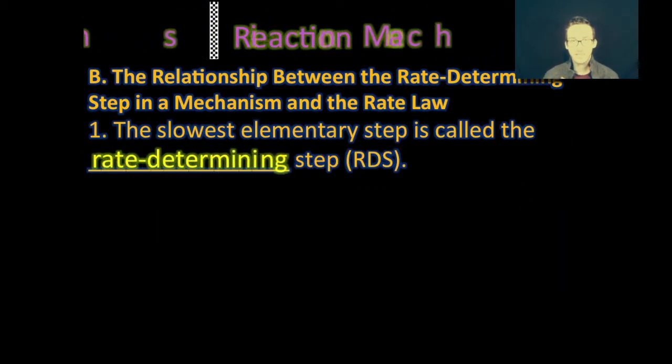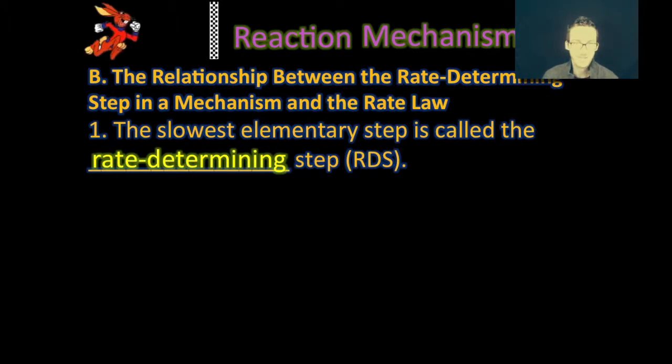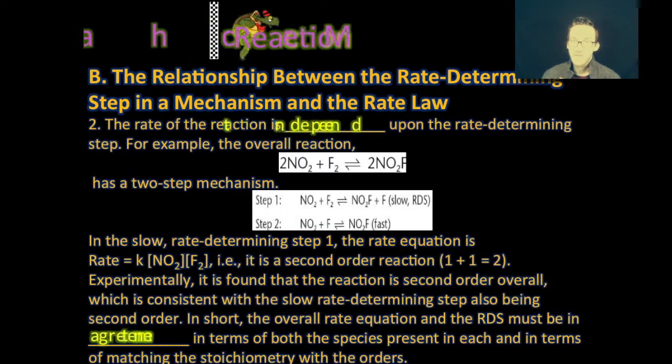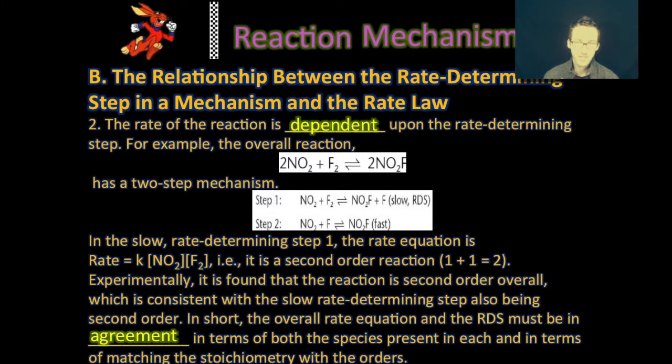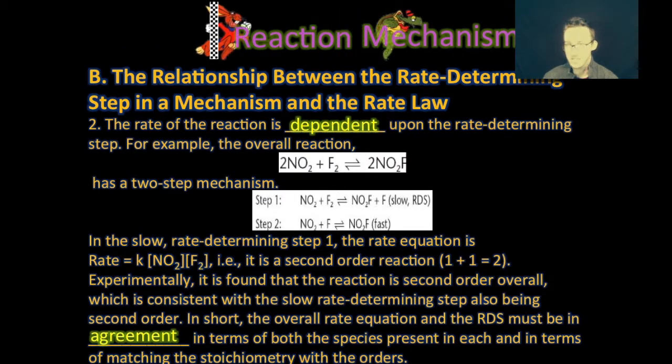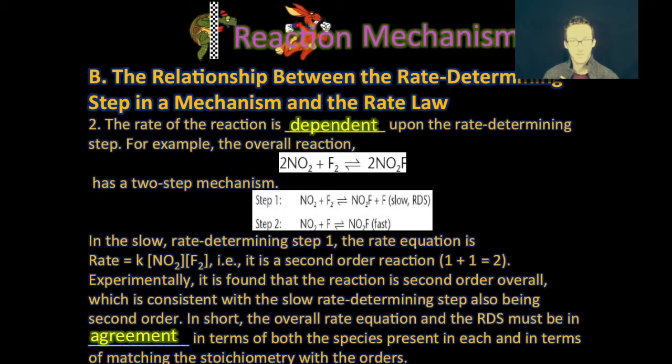Okay, so the slowest elementary step is called the rate determining step for the reaction. Sometimes you'll see it abbreviated RDS. The rate of the overall reaction is dependent upon the rate determining step. So you're only as strong as your weakest link, and our reaction is only as fast as the slowest step. So as you take a look at the overall reaction in your notes at this point, it has a two-step mechanism.